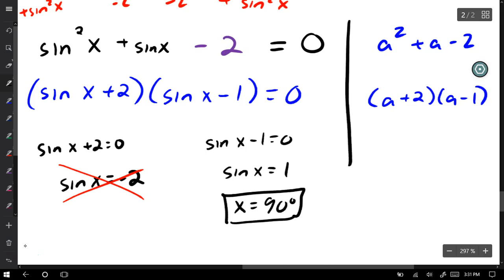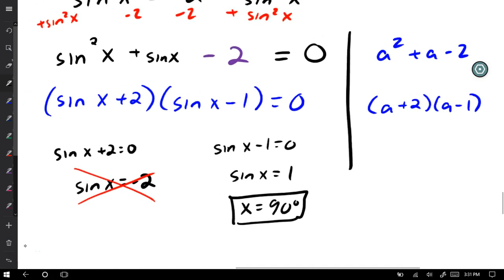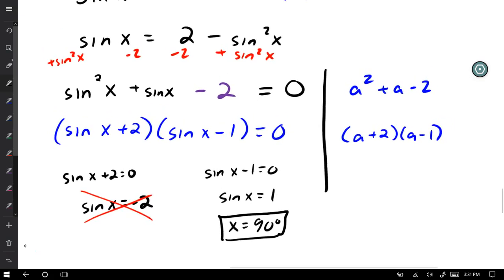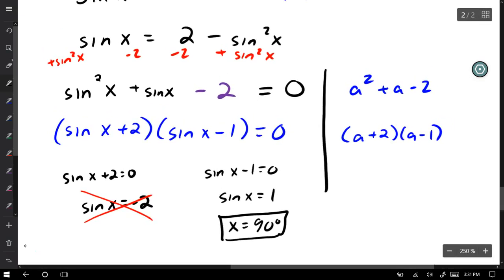And there's your answer. Now the factoring, maybe I talked too fast through it. Hopefully by staying on this part of the window, you can think through the process of what multiplies into 2 and adds to 1.